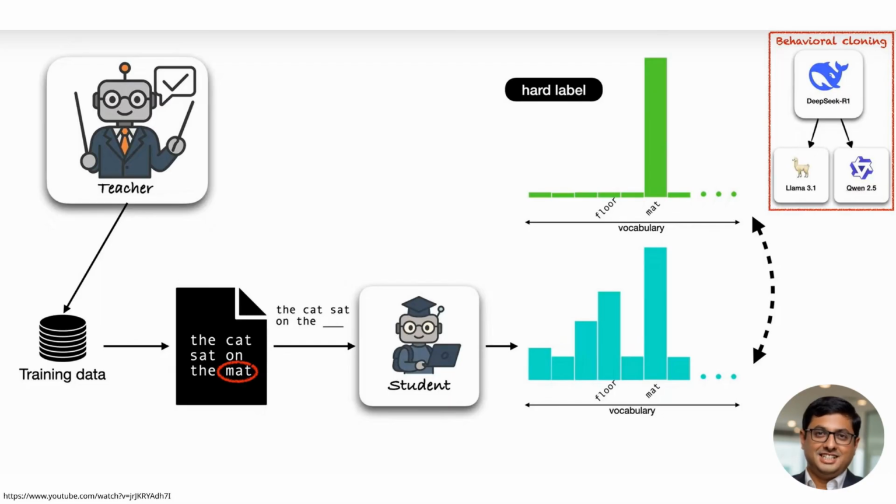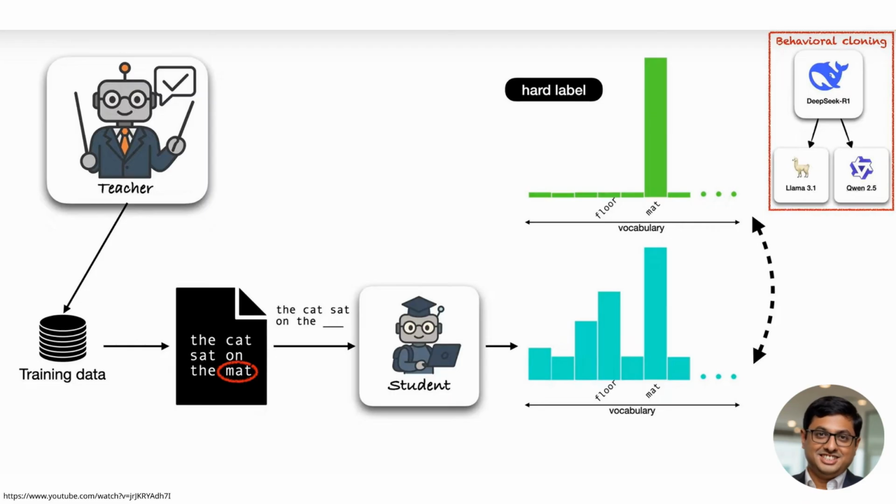Now let's look at what DeepSeek R1 calls distillation, but is more accurately described as behavioral cloning. In this approach, the teacher generates a dataset, and the student is trained using standard next word prediction. However, unlike proper distillation, the labels here are hard labels. They assign 100% probability to a single correct word, e.g. mat, and 0 to all others. There's no dark knowledge or nuanced probability information passed from teacher to student. The student is simply imitating the teacher's final output, not learning the reasoning behind it.